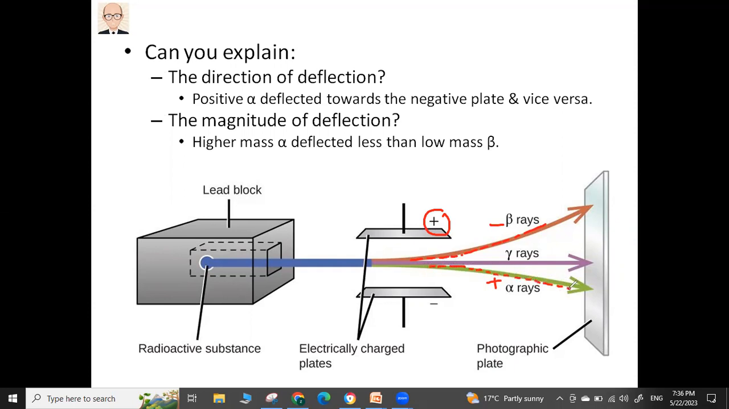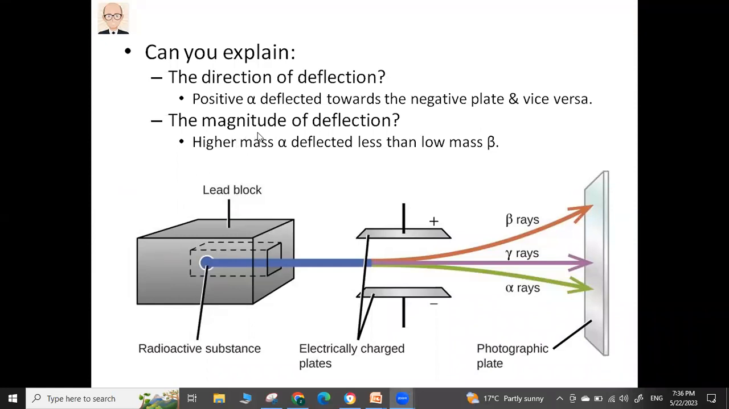It's very easy. And the gamma rays, because they are neutral, are not going to be deflected. They'll just pass straight like this. So it's a deflection of alpha, beta, and gamma rays in an electric field. So let's continue.